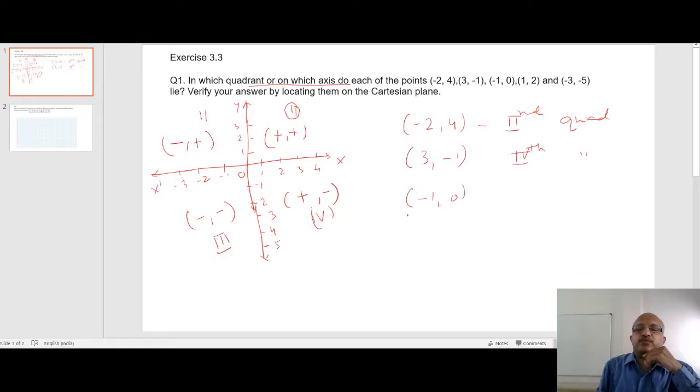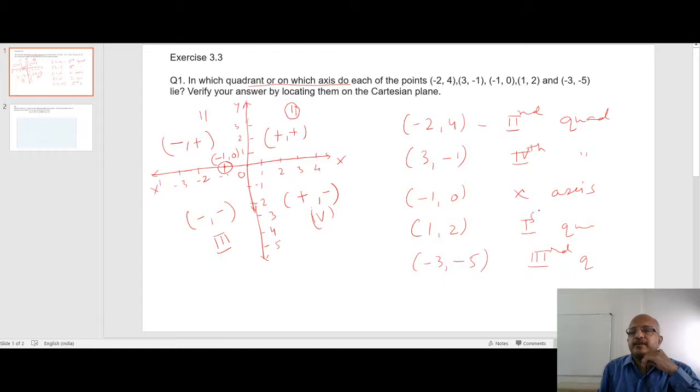-1 and 0. See, the y coordinate is 0 and x is -1. So that means it will be here. This is your -1 and the y coordinate is 0. So where does it lie? On the x-axis, children. This lies on the x-axis. 1 and 2 both are positive, so it is in the first quadrant. Then we have -3, -5. Both are negative. So according to this, it is in the third quadrant, right?